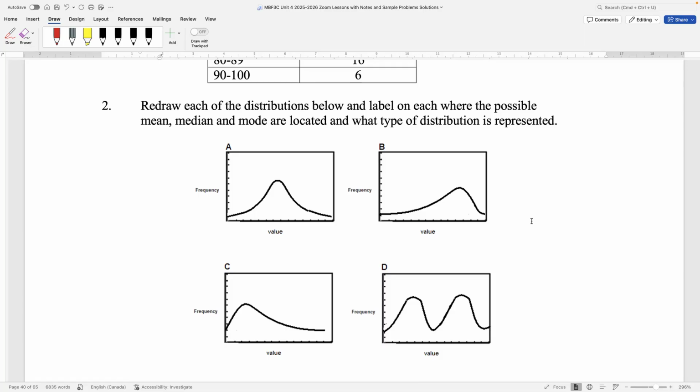In part D, now remember, there can be more than one mode, but there can't be two means. So for example, in part D, there's probably two modes, but there's only one mean and there's only one median. So you have to determine where the mean and the median will most likely be on that graph.